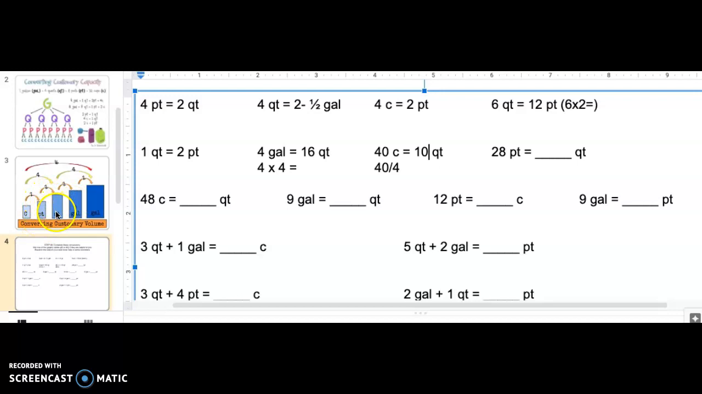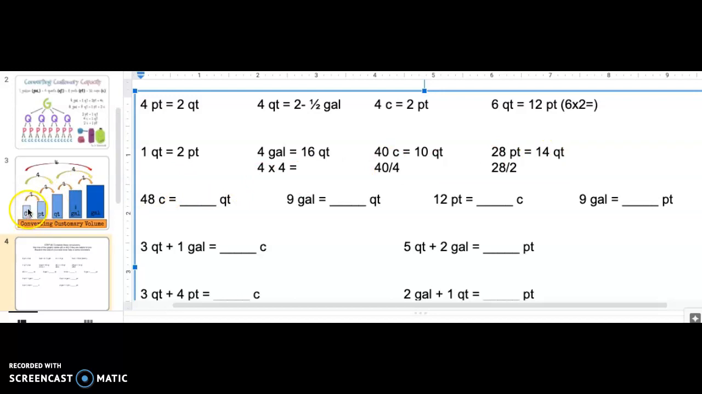How many quarts would that be? Every time I take out 2 pints, I can make a quart. So I'm going to divide my 28. What am I dividing by? How many pints in a quart? I'm dividing by 2. So I basically cut that in half, and I would get 14 quarts.